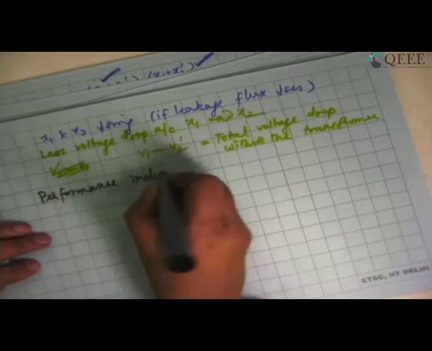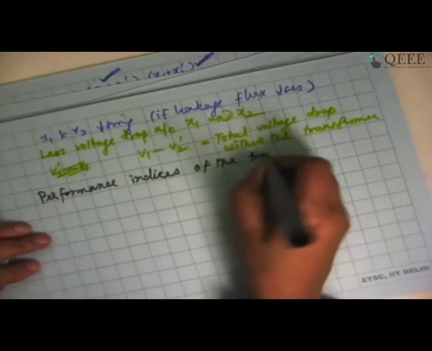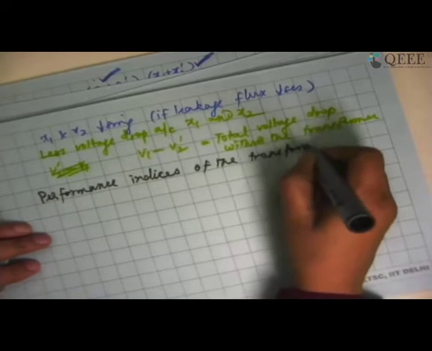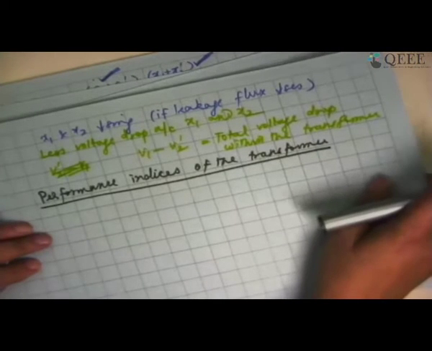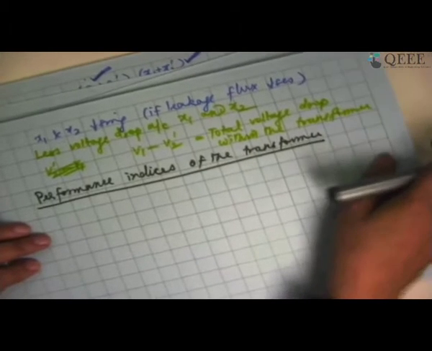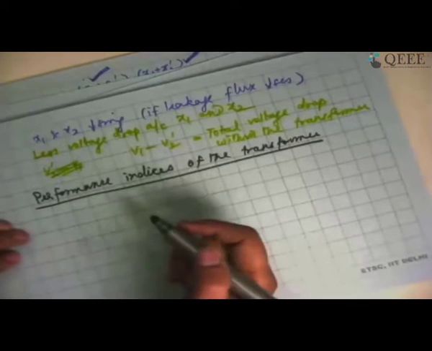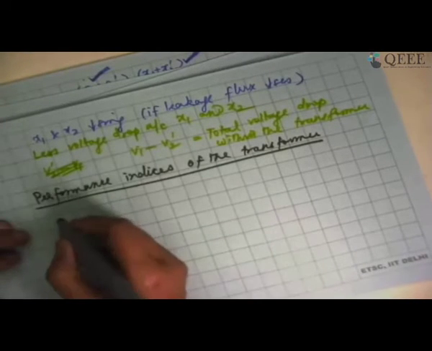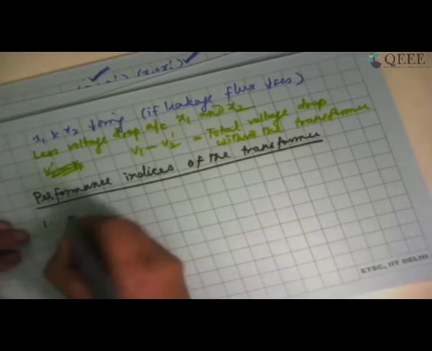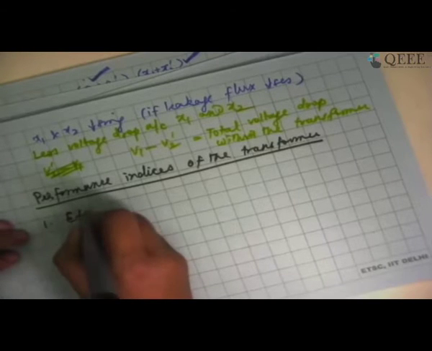So this brings us to the performance indices or indicators of the transformer. If you are given a transformer, if you really want to know whether it is a good transformer or bad transformer, there should be some kind of performance parameter that we need to compare. The first performance parameter is efficiency.